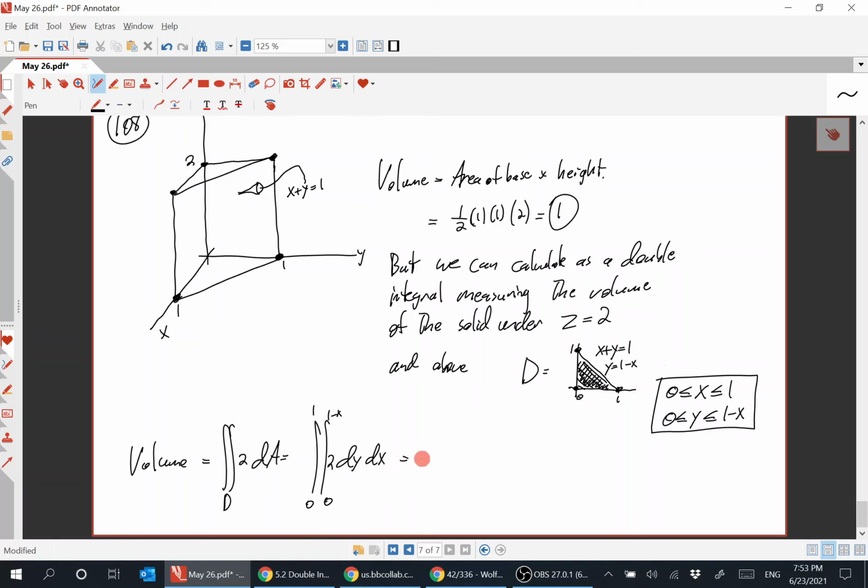So this is the integral from 0 to 1. Well, 2 has no y's in it, it's just a constant. So it's 2 times the difference of this here, so it's 2 times 1 minus x dx. So the antiderivative of that is 2x minus x squared from 0 to 1. So that's 2 minus 1, which is 1. Yeah, same answer.